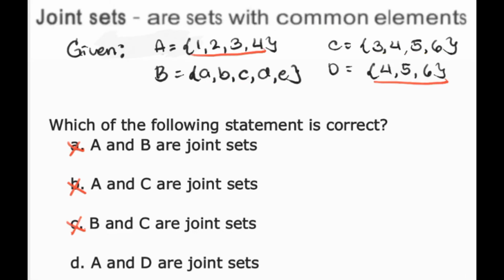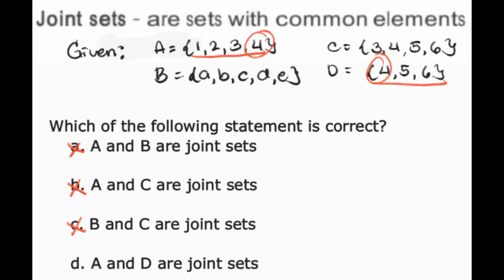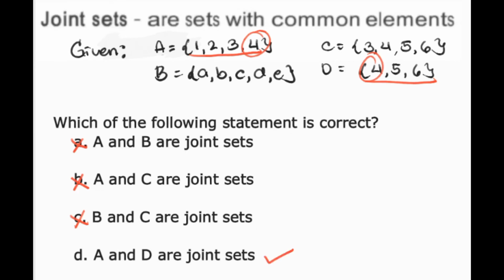Then, lastly, sabi dito, A and D are joint sets. Ang set A may elements na 1, 2, 3, 4. And set D has elements of 4, 5, 6. So, may common elements po ba yung dalawang set na to? Okay, yes. So, they have common elements. Pareha silang 4. At dahil hindi naman magkaparehas ang bilang ng kanilang elements, so we can say that set A and set D are joint sets.